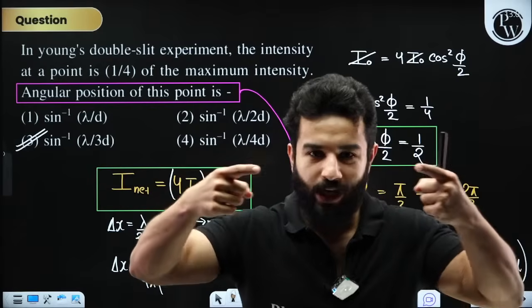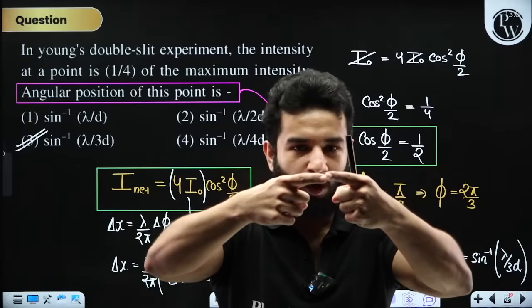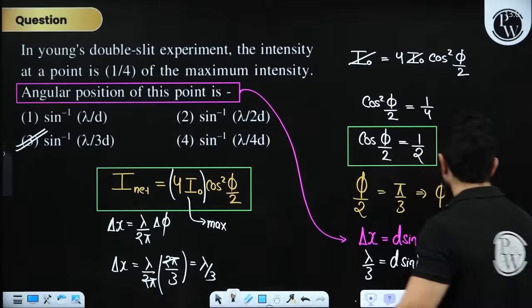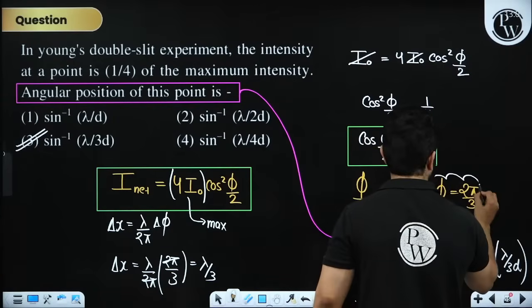What is the phase difference? See, two waves are coming from two slits. So what is the phase difference at that particular point? At that particular point, phase difference is 120 degree.